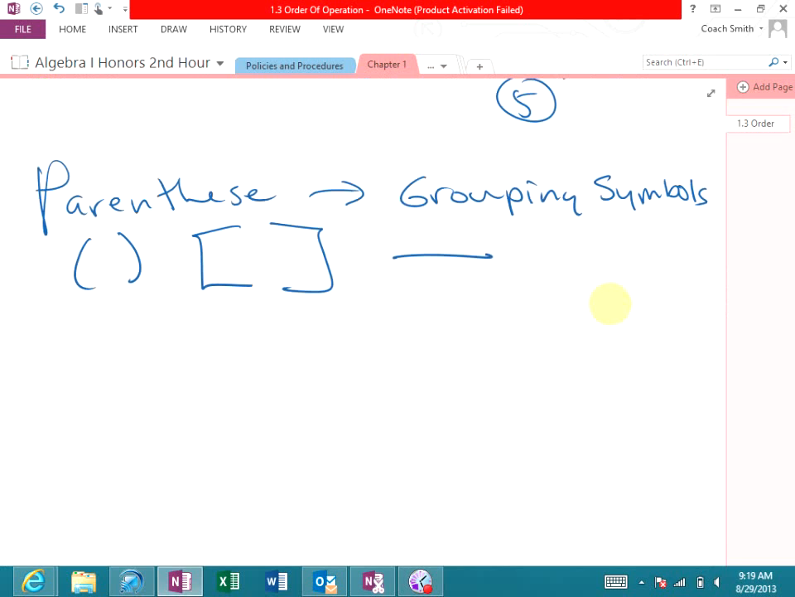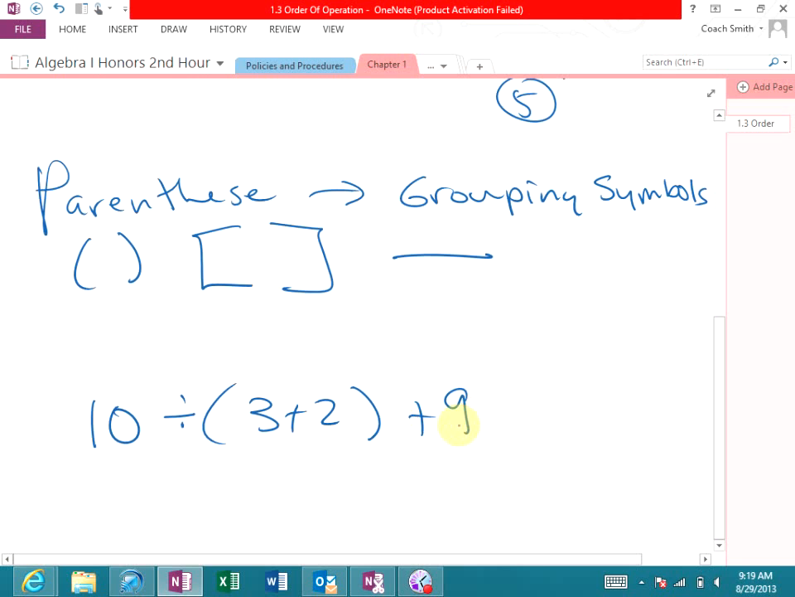All right, let's look at another example. This one's coming actually out of the book. Here's what I've got: 10 divided by, parentheses, 3 plus 2, plus 9. Do that problem using the order of operations. Raise your hand when you have the answer.